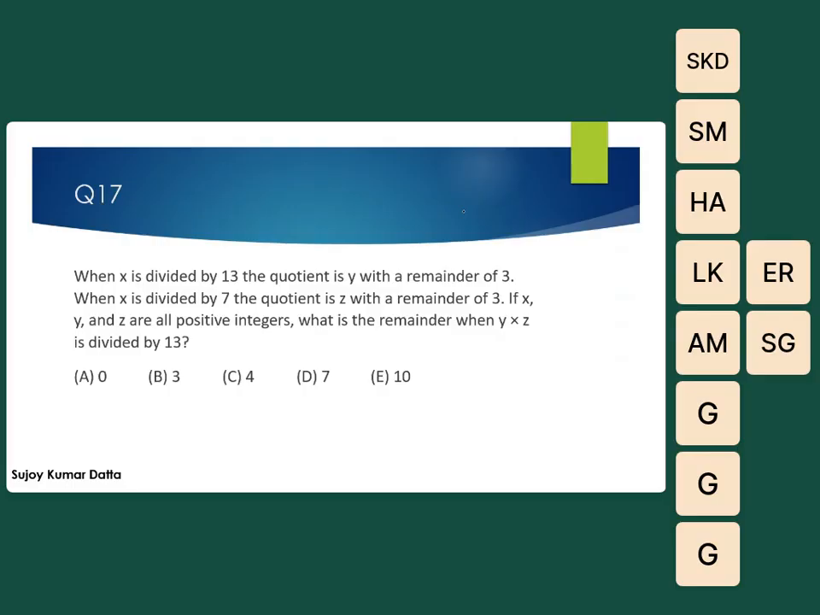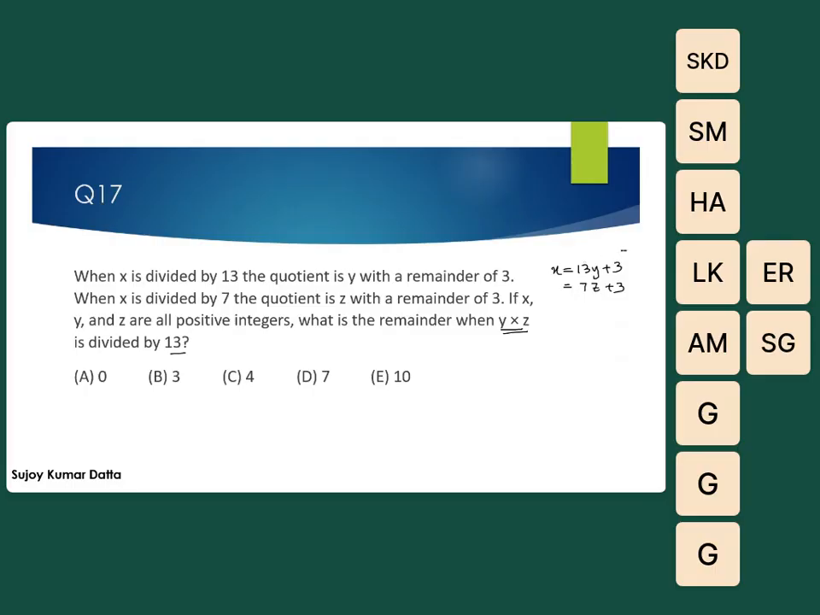All right, let's take a look at this one. So it says x is divided by 13. The quotient is y with a remainder 3. So x will be 13y plus 3, and x is divided by 7. The quotient is z with a remainder of 3 as well. So now they're saying x, y, z are all positive integers. So when y times z is divided by 13, what will be the remainder?